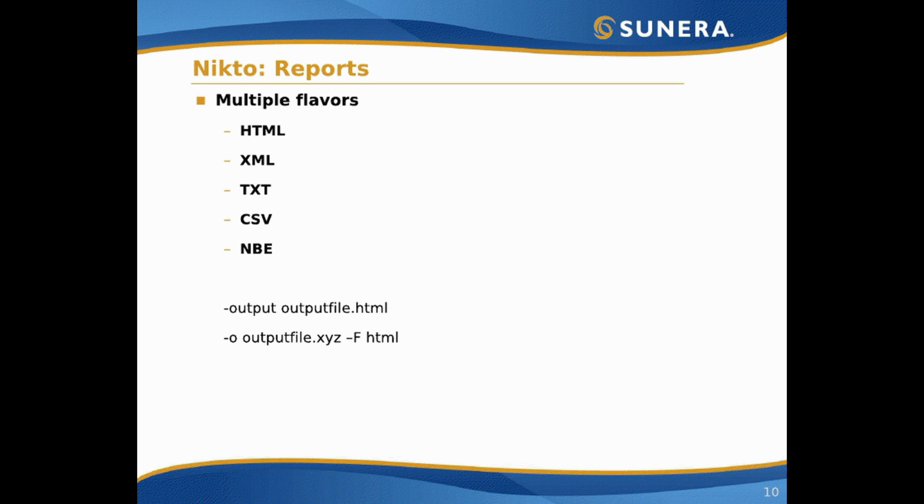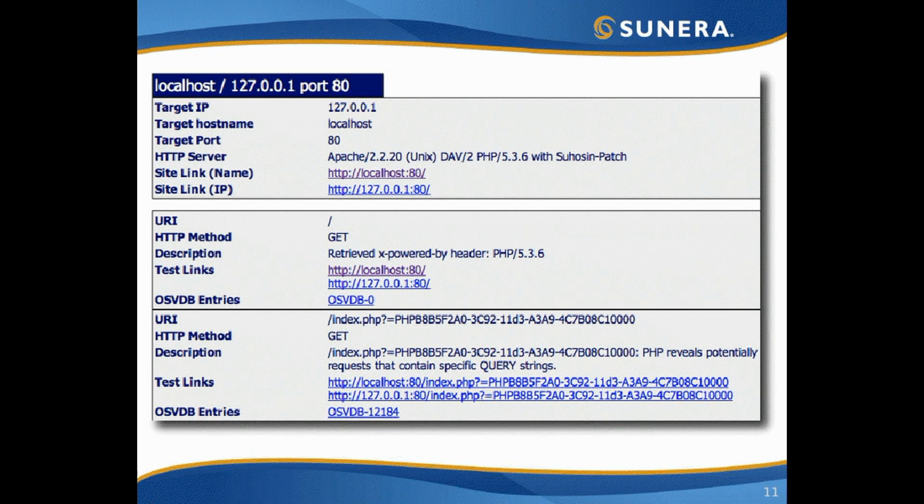So if you want to pipe it to something or have a different file extension for some reason, you can go ahead and do that. Here's an example of HTML reports, and you'll see it's pretty similar to the on-screen output when it's running. You've got your URI. It's got a little bit more information, so that it was a GET request, the actual request that was there, and links to the host, both with IP and host name, depending on your situation. One of those may or may not work.